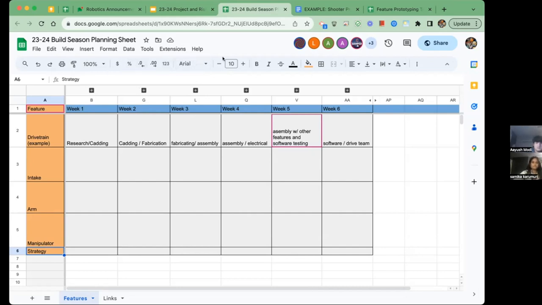Cool. I have room 1 set up for strategy. Sorry. Okay, so then we'll just do it backwards. So strategy will be group 1, manipulator will be group 2, group 3 would be arm, and then breakout group 4 would be intake.